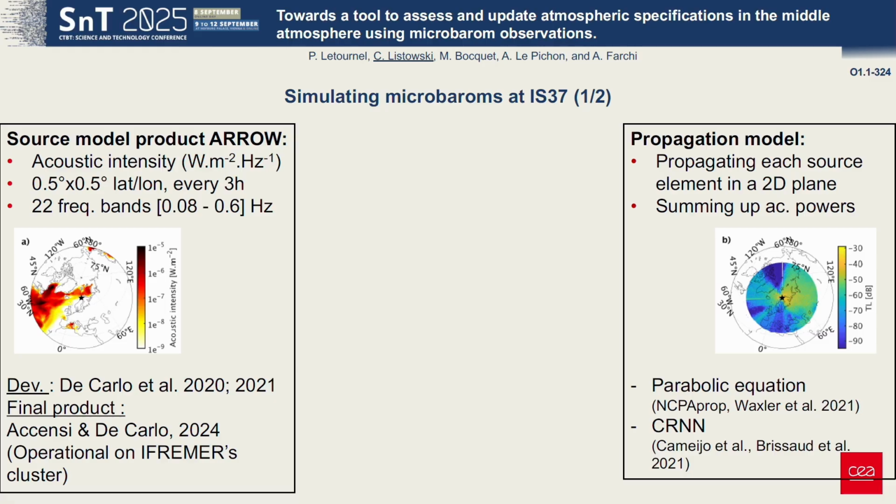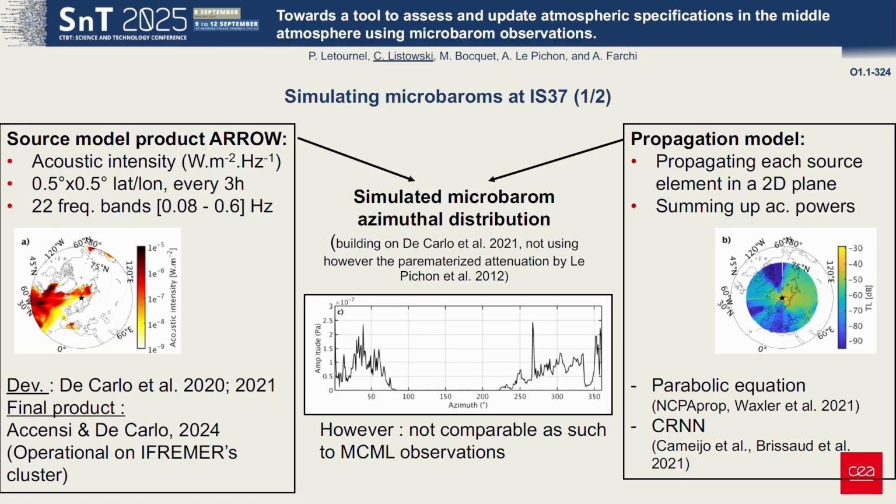And on the propagation side, what we do is that every source element propagates to the station, and then the acoustic powers of all the source elements are summed up for each direction. Then we end up with an azimuthal distribution, which is modeled. For the propagation, we've been using parabolic equations with the NCPA probe software. And I will explain why we also moved to a surrogate approach, a neural network approach, for the data assimilation part.